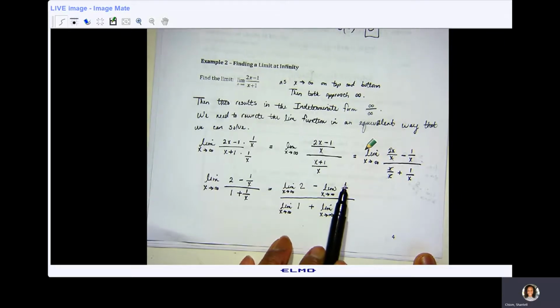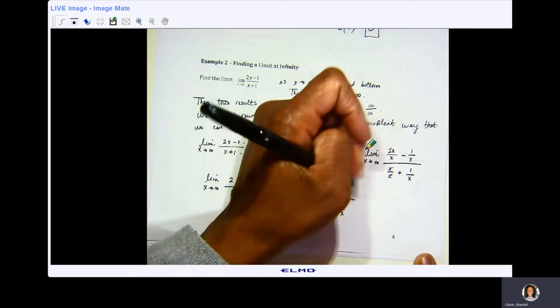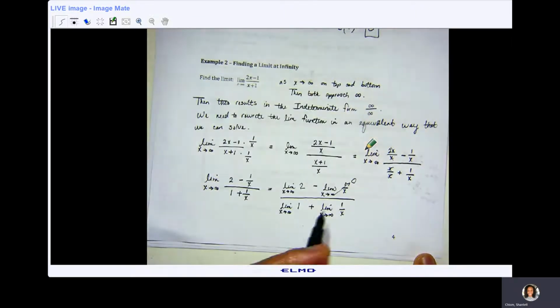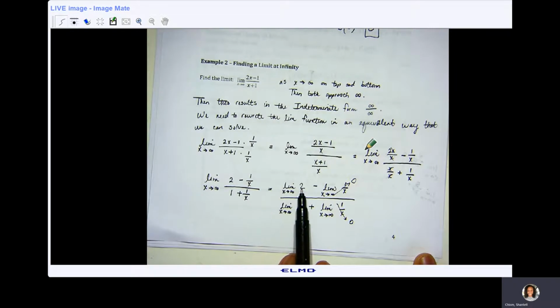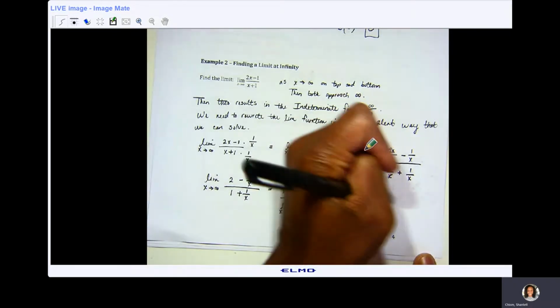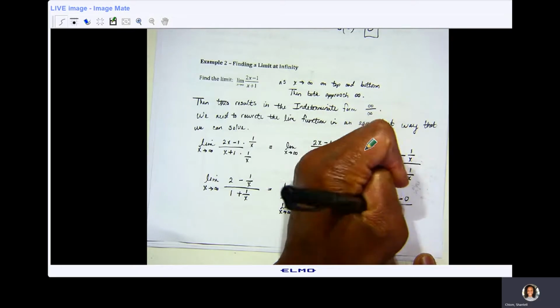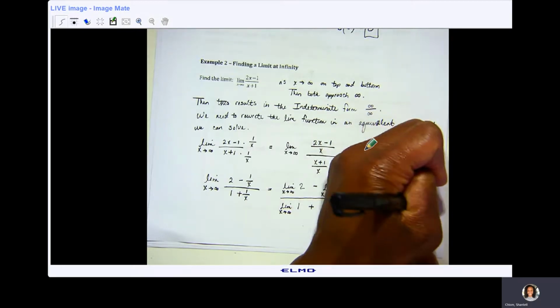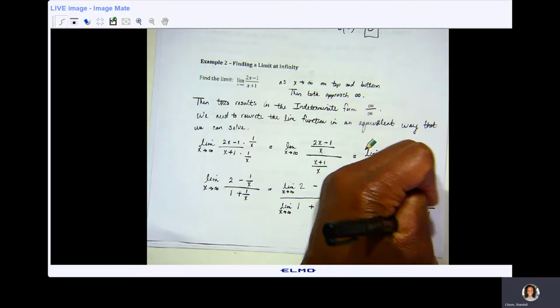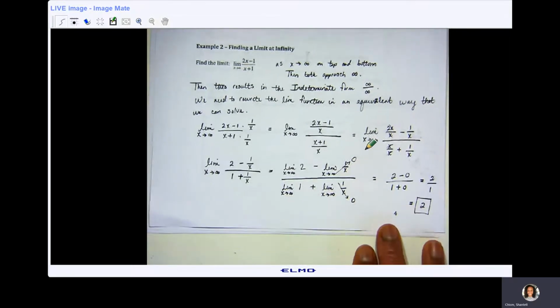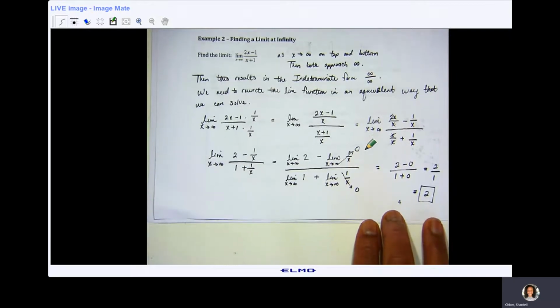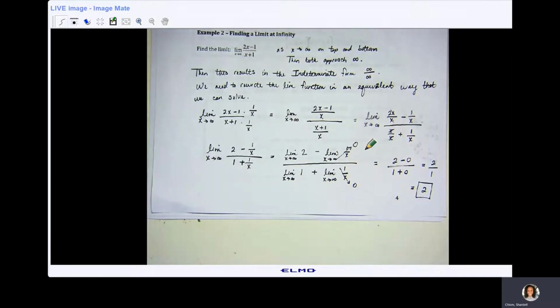So this is like 1 over some huge, huge number. So this approaches 0. And again, this is 1 over some huge, huge number. So this approaches 0. And the limit of a constant is always just that constant. So this is 2 minus 0 over 1 plus 0, which is 2 over 1, which is just 2. So the limit of 2x minus 1 over x plus 1 as x approaches infinity is simply 2.